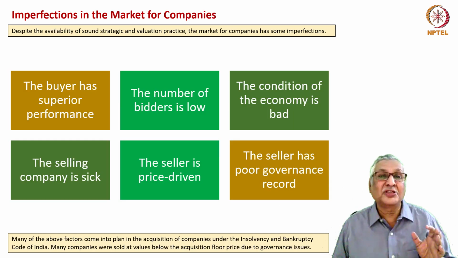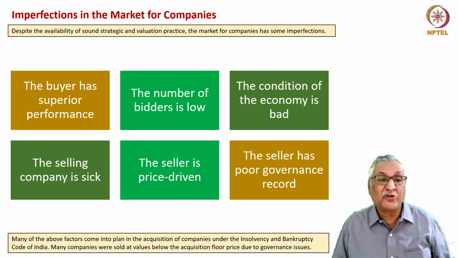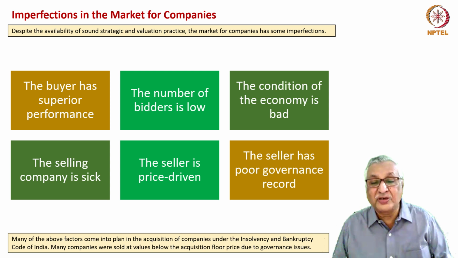What are the imperfections in the market for companies when the acquisition route is taken? Despite the availability of sound strategic and valuation practice, the market for companies has some imperfections. The buyer has superior performance. The number of bidders is low. The condition of the economy is bad. The selling company is sick. The seller is price driven. And the seller has a poor governance record. All of these things, particularly the last five, are going to determine whether the sale is going to be a normal sale or a distressed sale.